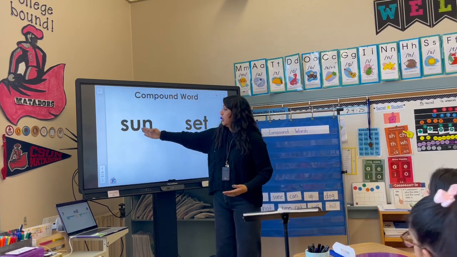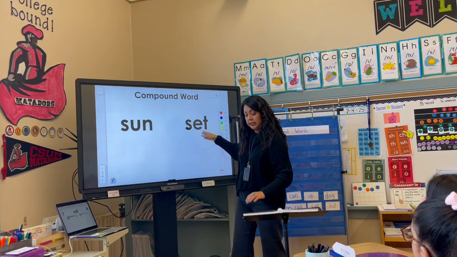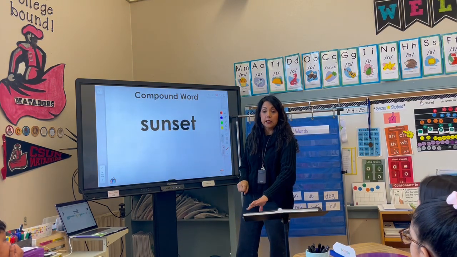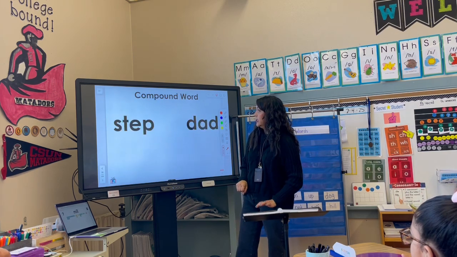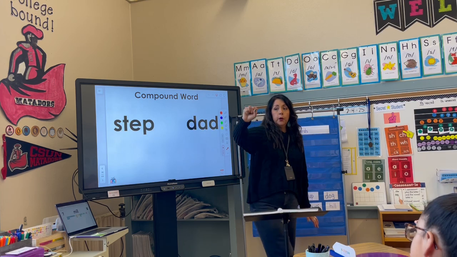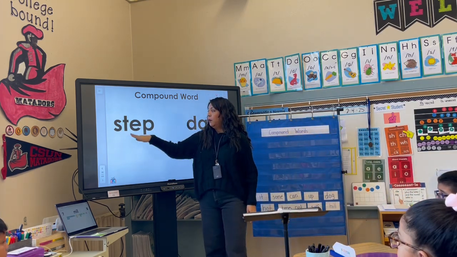Now this one is a closed syllable. This one is a closed syllable, so I would read it sun, set, and I would get sunset. You join it together. That's a compound word, okay? Let's look at this one. First of all, who can tell me, is this open or closed? Closed. It's vowel consonant. How would I read that word?